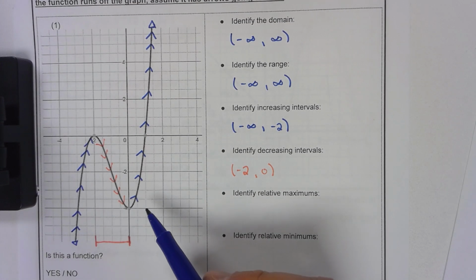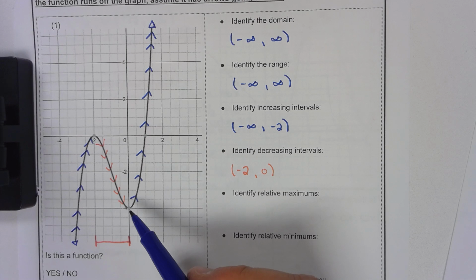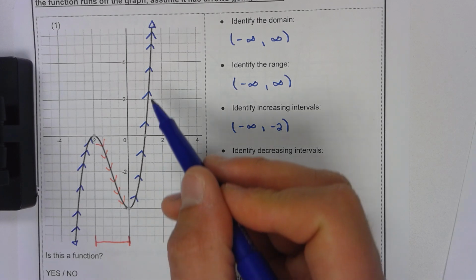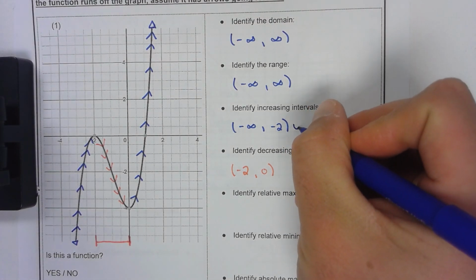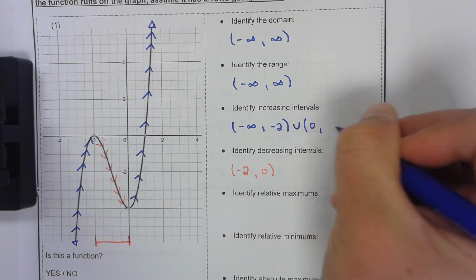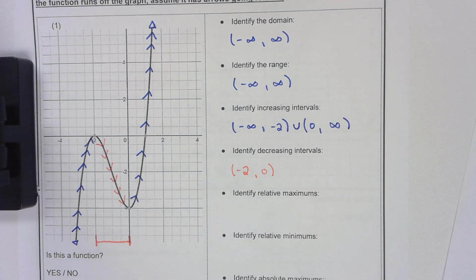Then we still have more increasing, so we're increasing from 0, and it increases basically for the rest of that graph there, so to positive infinity. So we increase from 0 to infinity.